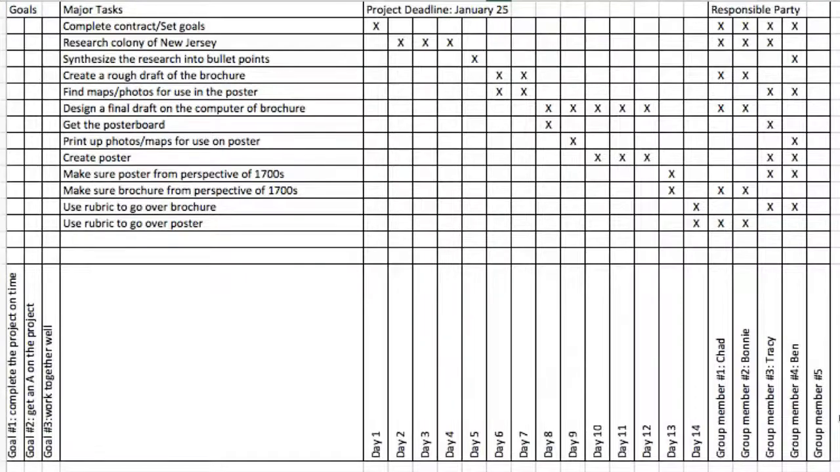Another example would be this chart right here. On this, what you see is you have all the different tasks that students are going to be doing listed. And then you have who's responsible for that on the right-hand side. So we have Chad, Bonnie, Tracy, and Ben as the 4 students involved here. And it indicates who is responsible for what and how they're progressing. So the days at the bottom, where it says day 1, day 2, day 3, you would make a mark when students have mastered that or accomplished that, and then move on to the next thing.